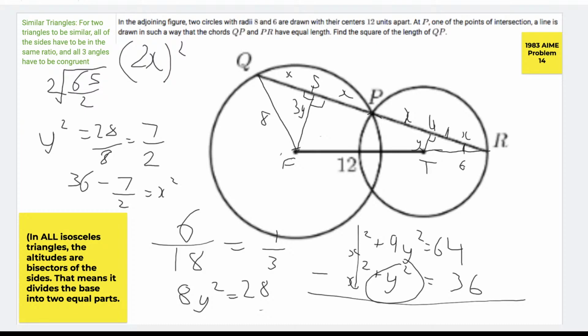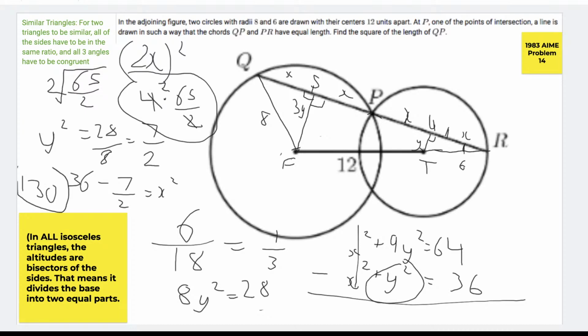65 over 2, yeah. So if you square this, 2 times 2 becomes 4. The square roots just cancel out. So it's just 4 times 65 over 2. And we see that 4 and 2 reduce. This becomes 2. So 2 times 65 becomes 130.